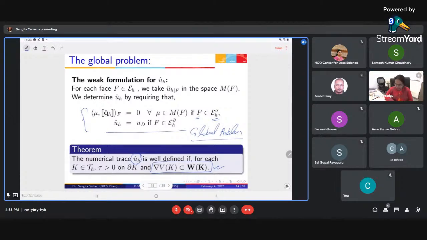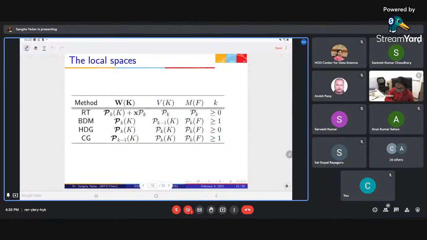That is, the gradient of V is going to be contained in the space of W. That's the condition we require to have the trace to be well defined. Otherwise, there may be a problem while solving this system of equations. That system of equations may not be consistent. So to make it consistent, we require that the gradient of V should be contained in W. So what spaces can you choose?